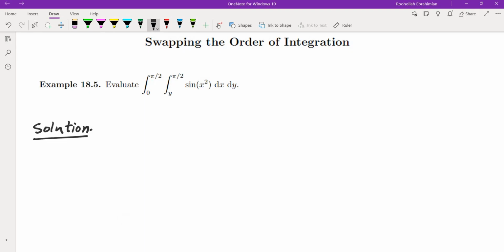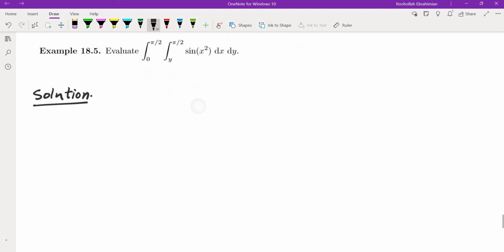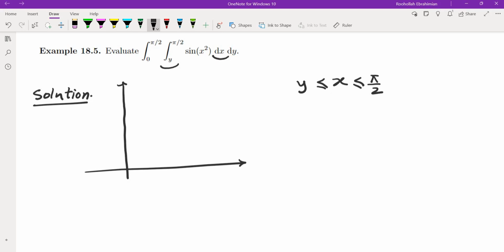So we want to evaluate this iterated double integral: integral from 0 to pi over 2, integral from y to pi over 2 of sine of x squared dx dy. We are going to draw the region corresponding to this iterated double integral. And then we will use the fact that this region is both vertically simple and horizontally simple. So if you look at this region, x values are between y and pi over 2. So we're going to draw y equals x. So x value starts from y and ends at pi over 2. So this point is pi over 2.